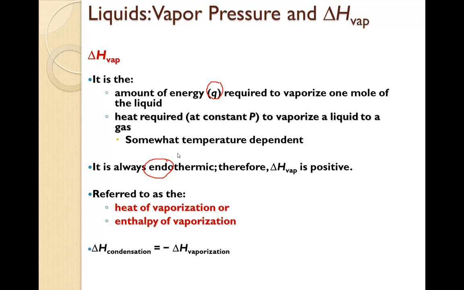Because it's endothermic and you're putting energy in, delta H of vaporization is positive. It's referred to as either the heat of vaporization or the enthalpy of vaporization. Now, condensation is the opposite of vaporization. So if vaporization is always going to be positive, the opposite would be for condensation. So the condensation will be a negative value.